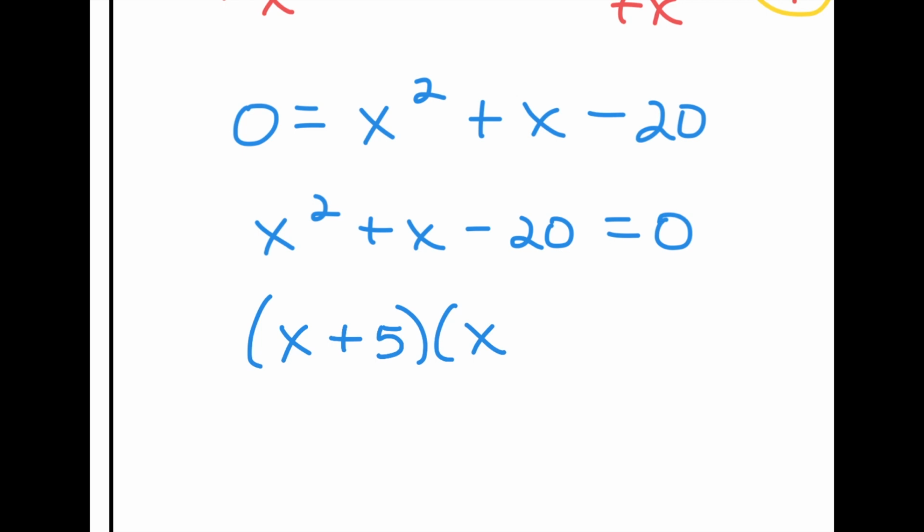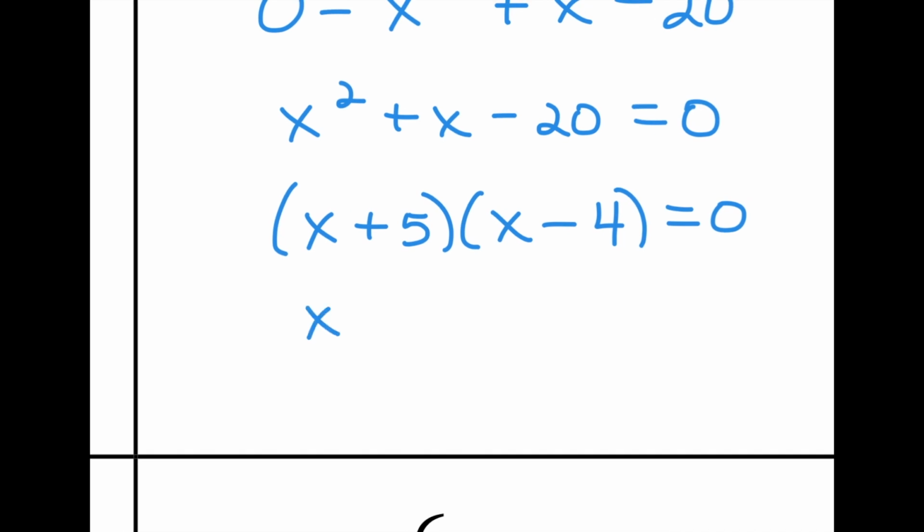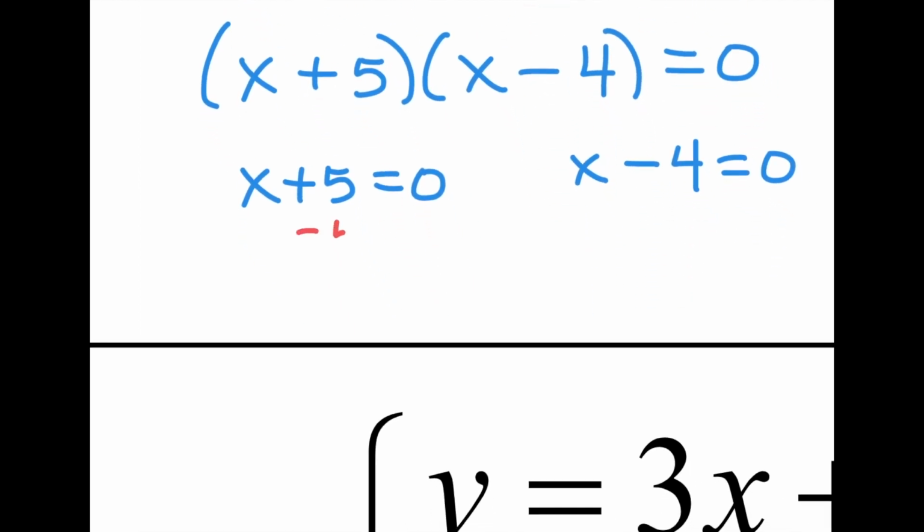And you should have gotten x plus 5 times x minus 4 equals 0. And then you set each of the factors equal to 0. x plus 5 equals 0, x minus 4 equals 0. Solve those two equations.